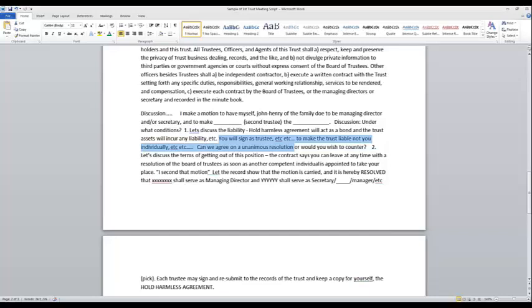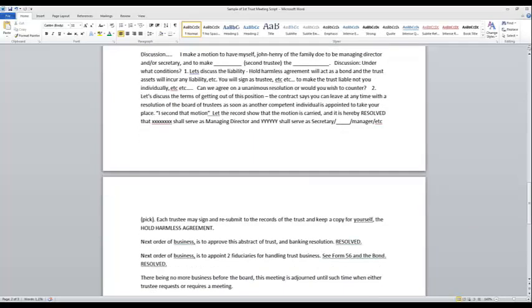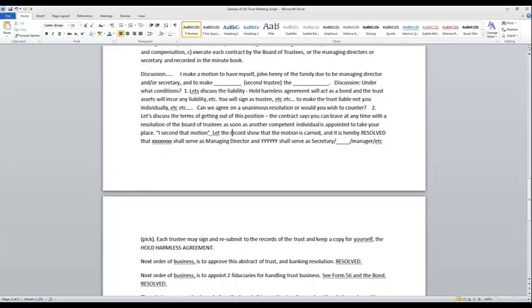Let's discuss the terms of getting out of this position. If at any point you want to resign, the contract for your acceptance as a trustee, or the declaration of trust, says that you can leave at any time with a resolution of the Board of Trustees, as soon as another competent individual is appointed to take your place, so that there's not a spot left vacant. You must give us notice, and the trust will have 90 days to select a second competent individual to replace you the moment you leave. Because you always need two trustees, you always want to have those terms in there, so your second trustee doesn't resign and bail on you and leave you with only one trustee, which is a big problem.